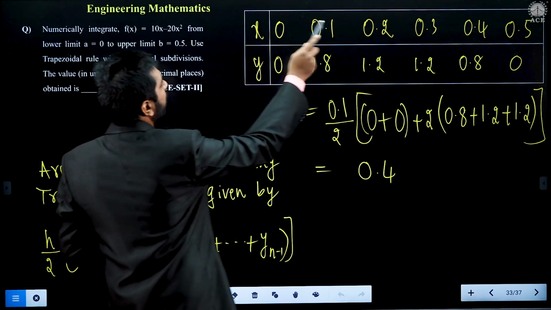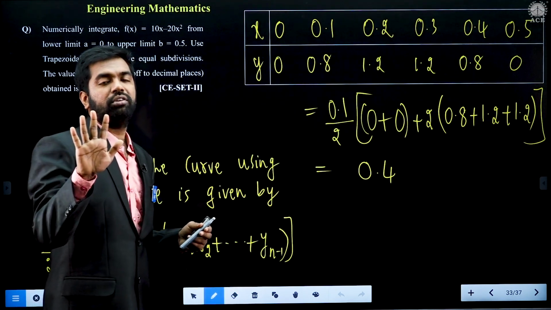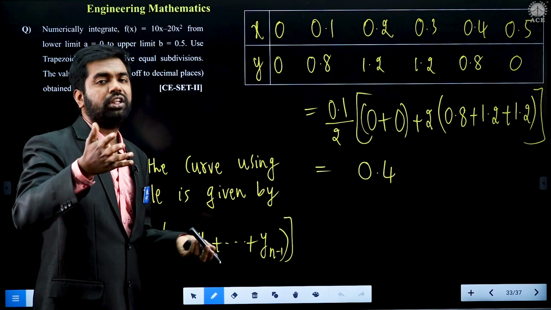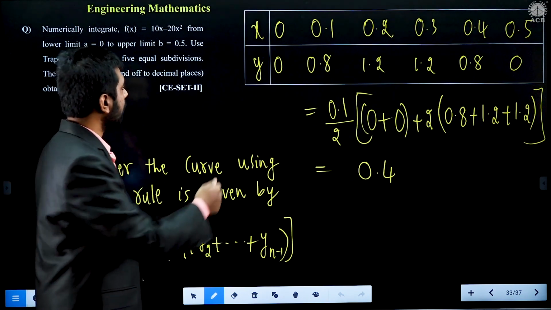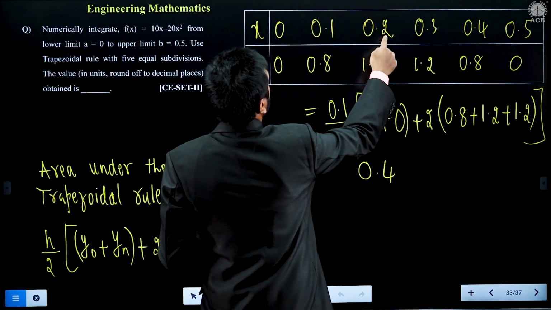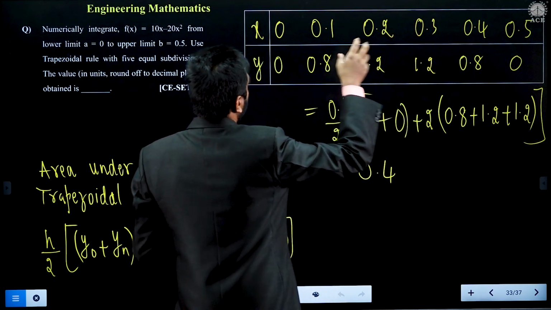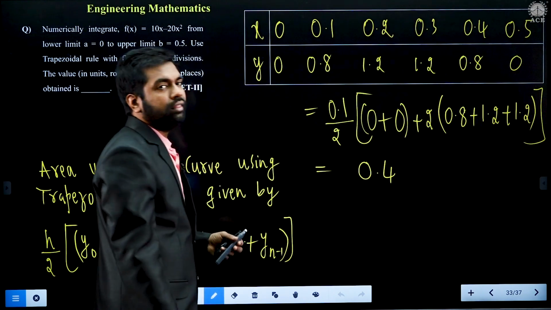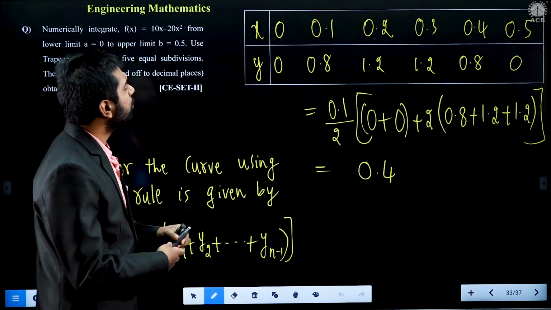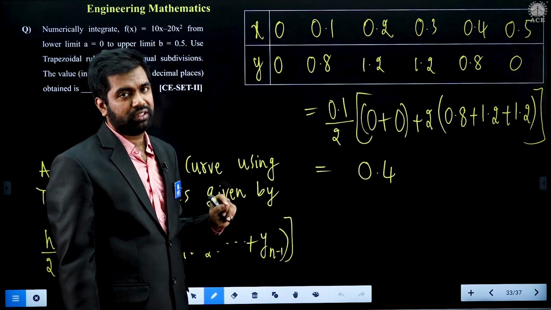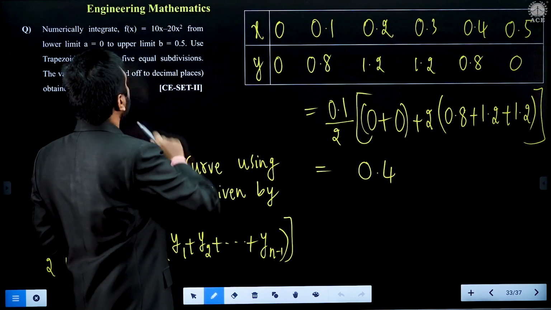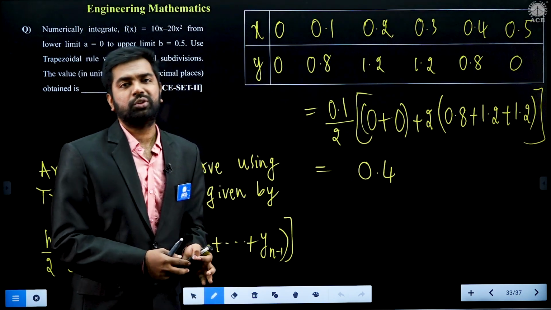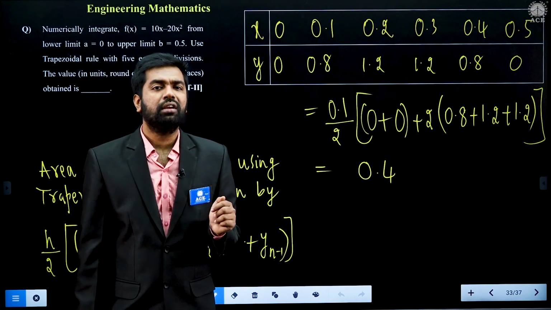So 0 to 0.5, na? I need 5 subintervals. For 5 subintervals, we need 6 points here. So I'll start with 0, 0.1, 0.2, 0.3, 0.4, 0.5. What is the interval length? 0.1, 0.1. All are equal length. How do you find the functional value f of x? f of x is given as what? 10x minus 20x square. 10x minus 20x square.